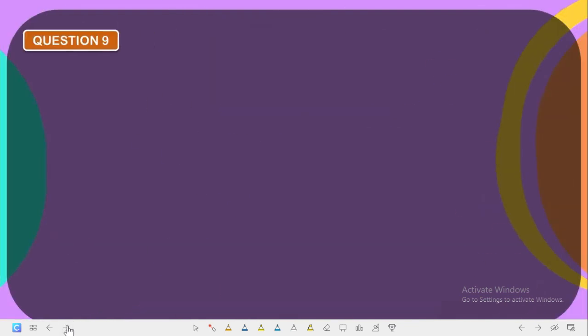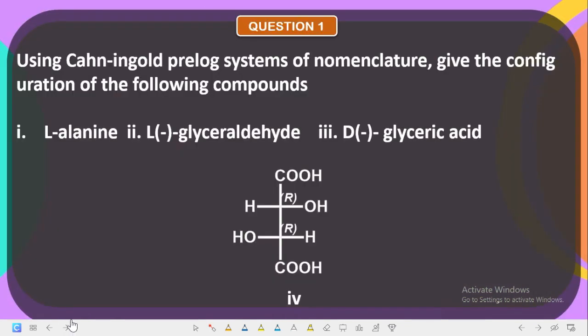Let's go to the next. Now, using the Cahn-Ingold-Prelog system of nomenclature, give the configuration of the following compounds: L-alanine. What do you think will be the configuration? Is it R or S? Now, let's look at this together. First of all, we need to identify the kind of compound this is. L-alanine is, what is the structure of alanine?